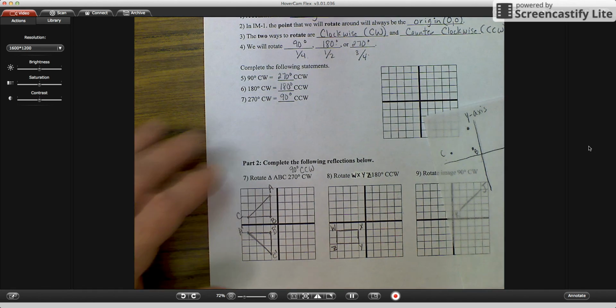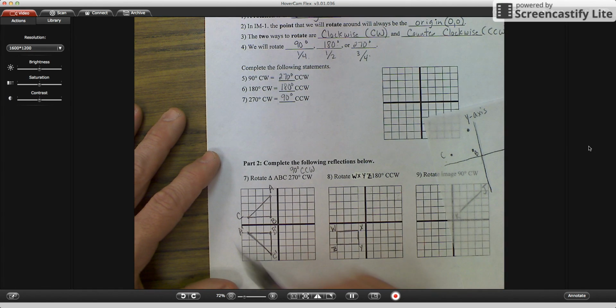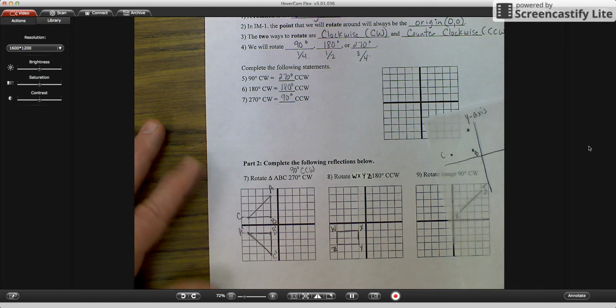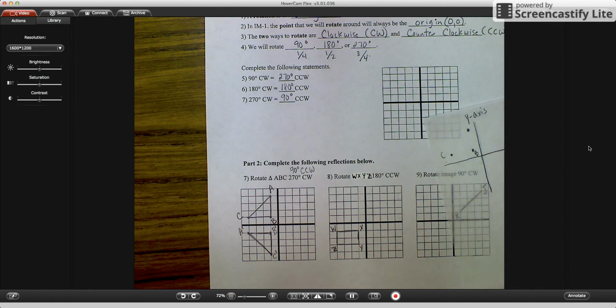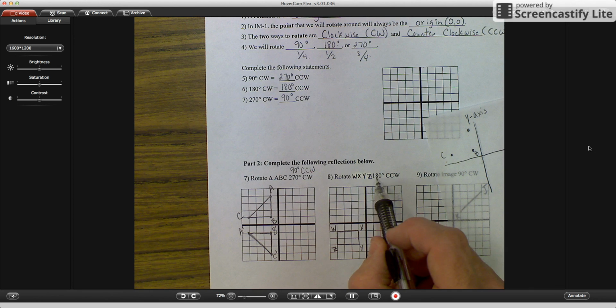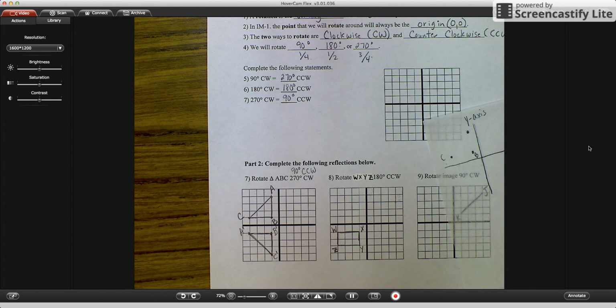Okay? Next one, so why don't you do that on your paper right now, and pause the computer so that yours looks exactly like mine. The next one that we are going to do after you come back is we're going to do rotate WXYZ 180 degrees counterclockwise. So pause the computer, do number 7, and then when you're done, unpause, and I'll be ready to go.